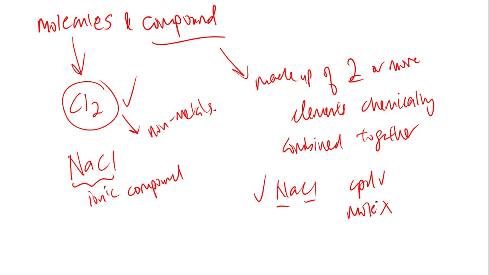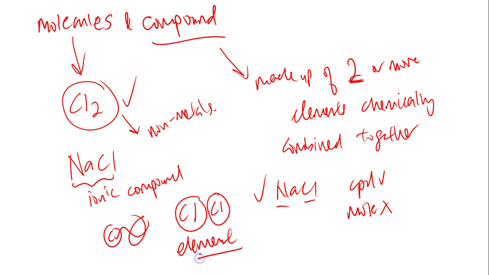This is a compound. Can I say that chlorine Cl2 over here is a compound? No, I can't say that because it is only made of one single element, except that there are now two chlorine atoms chemically combined together. I still call this a chlorine molecule. It is still called an element. It is not a compound. It is an element in the molecule form, Cl2, diatomic molecule.